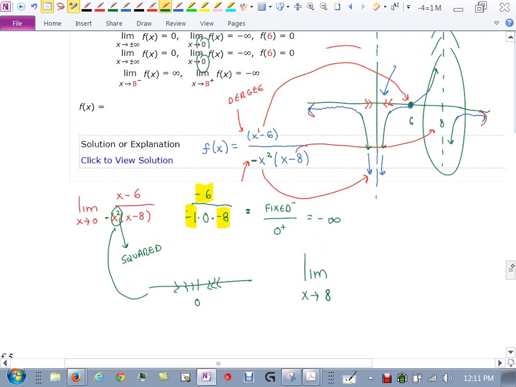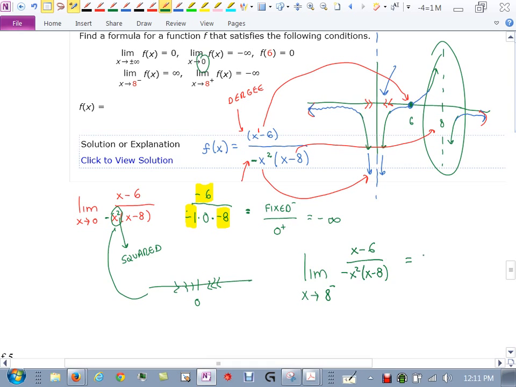And I'm going to approach it. Let's look at it from the left. We need, from the left, this function, which I said is (x − 6) over negative x squared times (x − 8), to be equal to infinity as I come in from the left. So what happens if I approach 8? Well, 8 minus 6 is 2. 8 squared is 64, but it's negative 64. And if I put 8 in here, I get a 0.